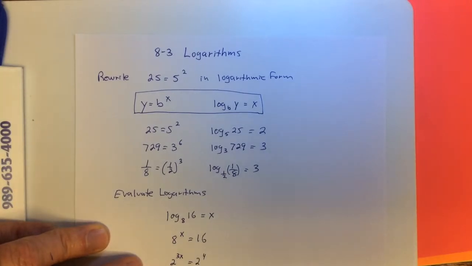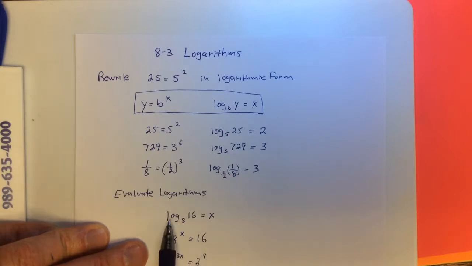So that's your goal, is to get like bases here. And if the bases are equal, then the exponents have to be equal. So I just simply write 3x has to equal 4, and then solve that equation. X is equal to 4/3. So if you tried on your calculator and you took 8 to the 4/3 power, that would give you 16. So the log base 8 of 16 is 4/3.